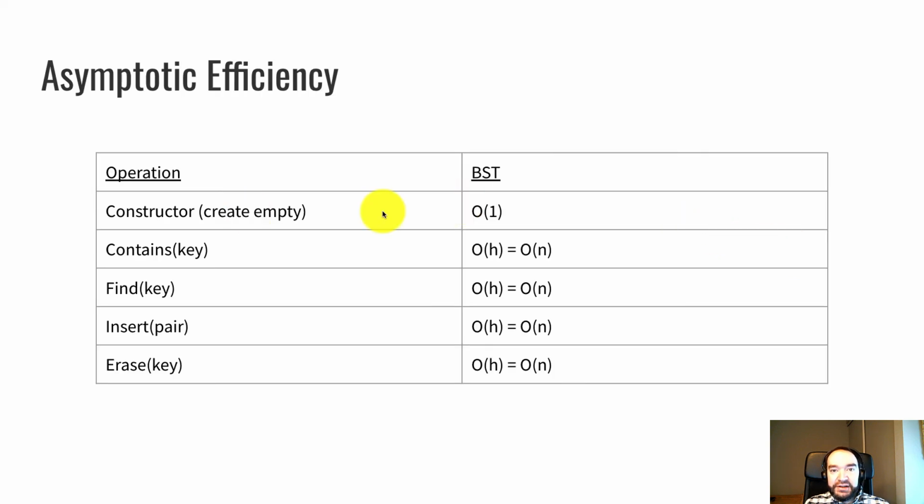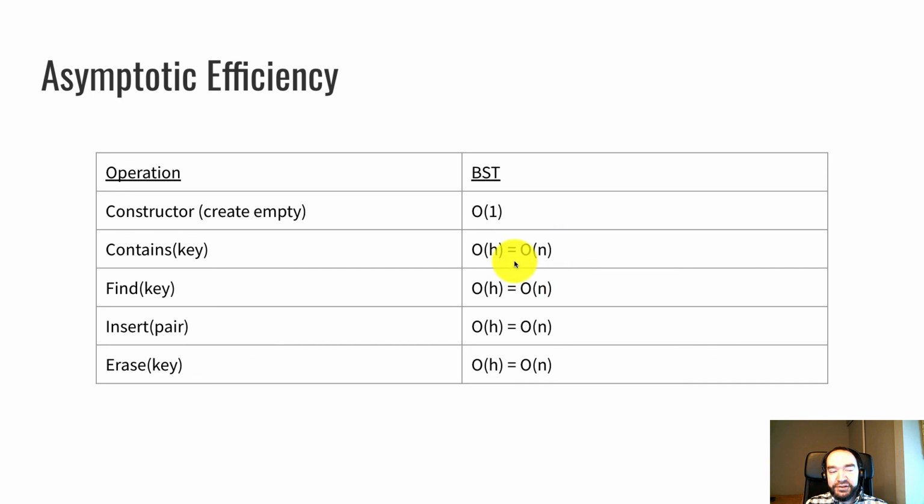Okay, so let's summarize all of this. The constructor that initializes an empty binary search tree takes constant time. All of the other operations take big O of h time, proportional to the height of the tree. That's contains that takes a key and tells you whether it's present. Find that takes a key and gives you a reference to the pair containing that key or throws an exception if there is no such pair. Insert takes a pair and guarantees that it's in the tree. And erase takes a key and guarantees that the key is not in the tree. So they all take big O of h time, and in our plain unbalanced binary search tree, that could be as much as big O of n.